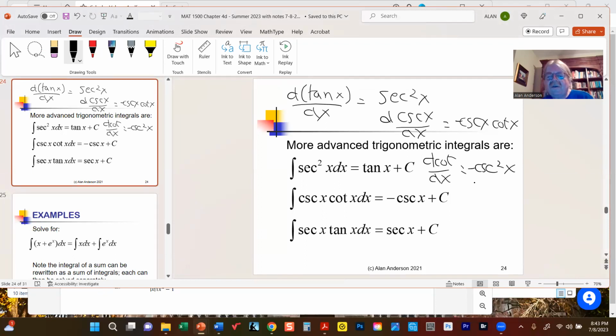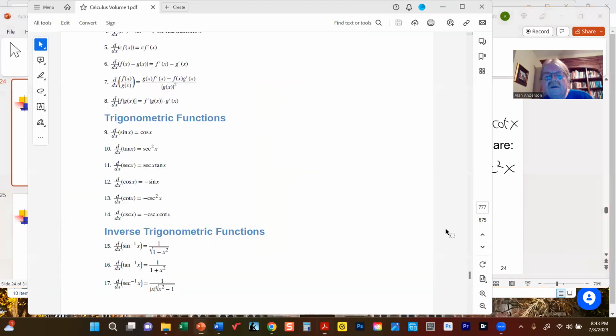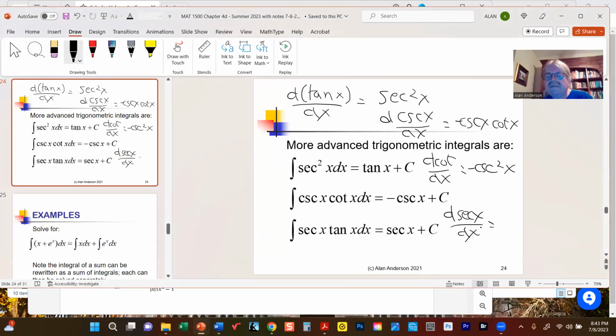Oh, here's the one that we needed. I still didn't find it yet. The derivative of the secant of x. That's what we need for this last one. There we go. It's secant x tangent x. Okay, so that's why these last two look the way they do.